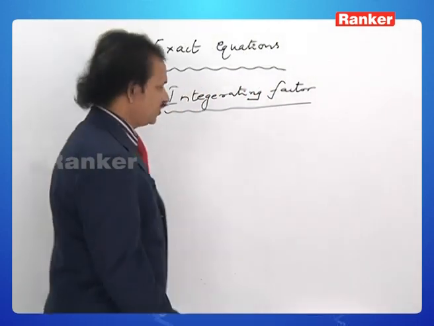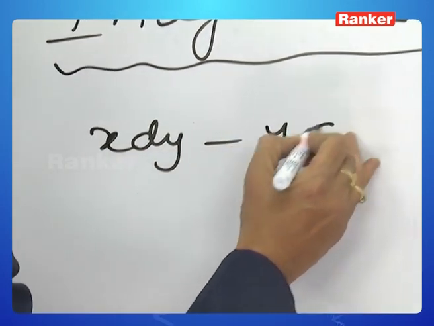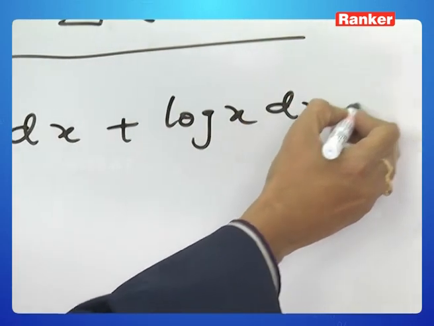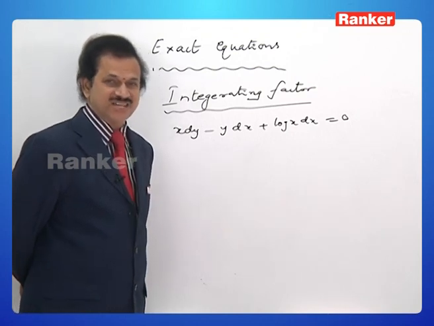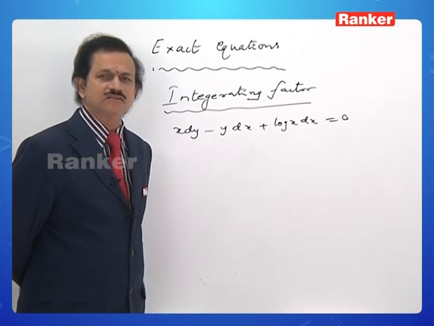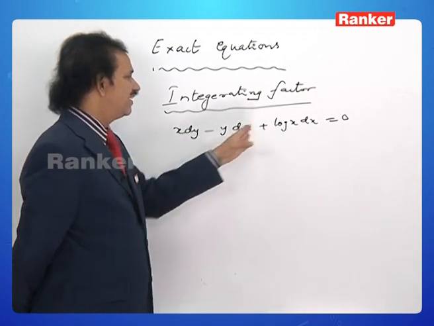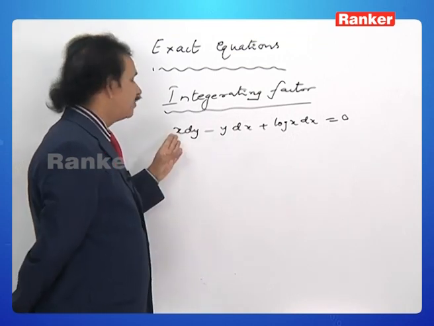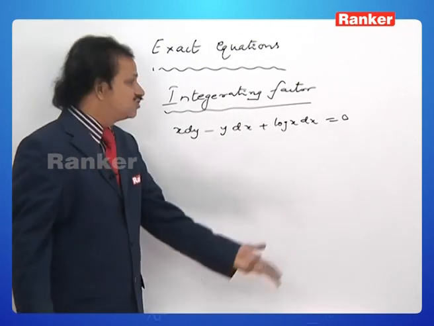Consider this equation: x dy minus y dx plus log x dx is equal to 0. Come on, dear, is it exact? You can test it within a few seconds. What is M? (log x minus y) dx. Log x minus y is M. ∂M/∂y is minus 1. And ∂N/∂x is 1. They're not equal. It is not exact.